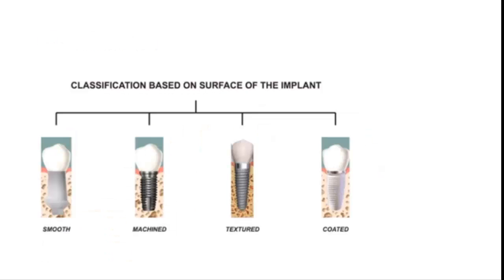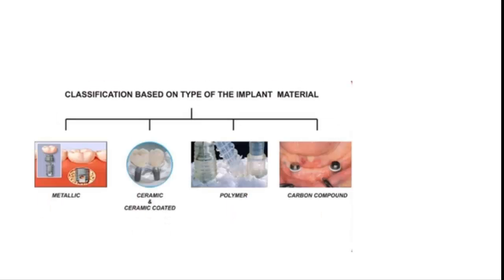The next classification is based on the surface of the implant, which can be divided into smooth surface, the machined one, the textured one, and the coated surfaces. The next classification is based on the implant material used. That is metallic, ceramic or ceramic coated, the polymer, and the carbon compound.